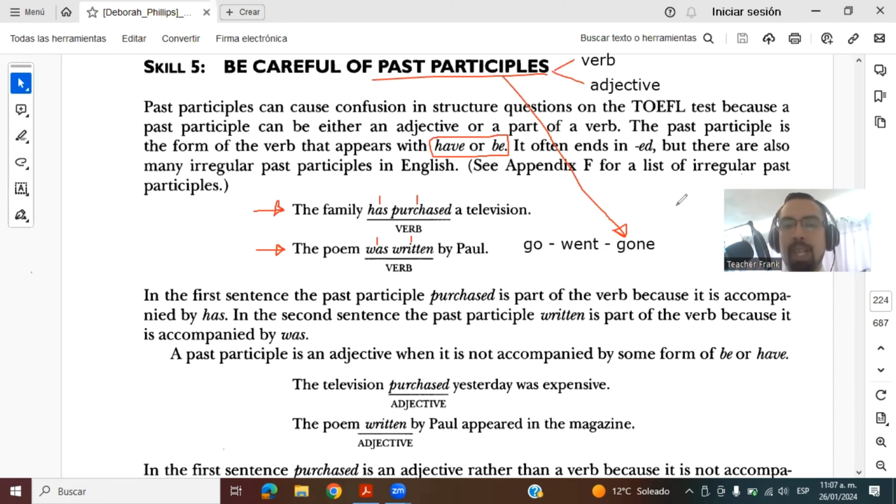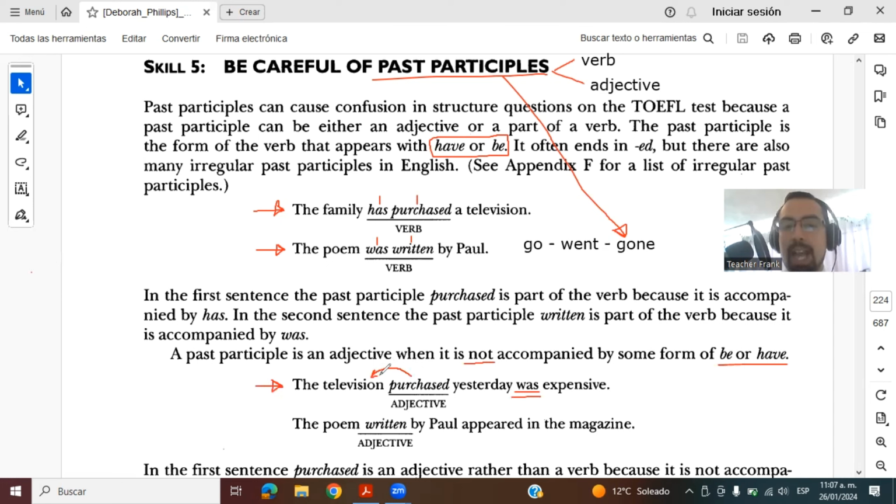I have one. And okay, so when is it an adjective? It's an adjective when it is not accompanied by any form of the verb be or have, right? So for example, let's look at this one. The television purchased yesterday was expensive. Purchased here could seem like the verb, right? But again, we have to read the complete sentence. So here, if we read the complete sentence, we'll see that was is the verb, right? The television was expensive, and purchased in this case just describes the television.